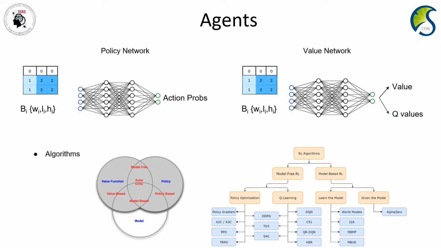The agent behavior is defined by a deep neural network. Typically, the state is the input, and we can either predict the action probabilities or the value, the accumulated future reward. There are multiple algorithms to train the neural network. Some of them assume that the dynamics of the environment are unknown, also known as model-free methods. Others assume that the dynamics are given or can be learned, model-based in this case. The figure on the bottom right shows some examples of algorithms in their respective categories.